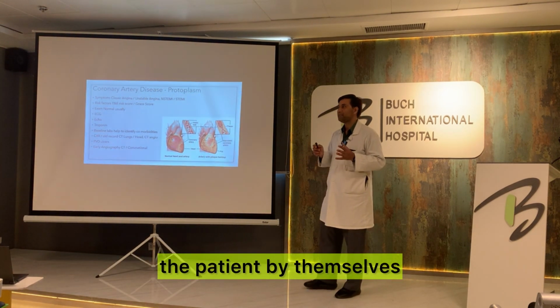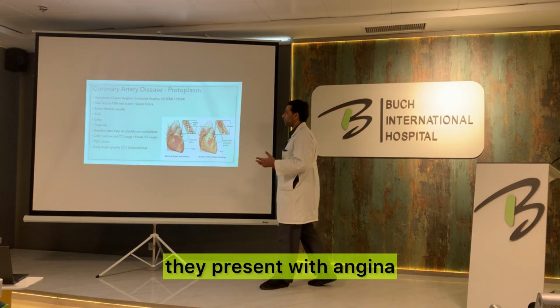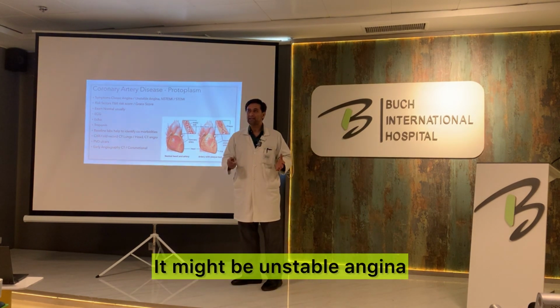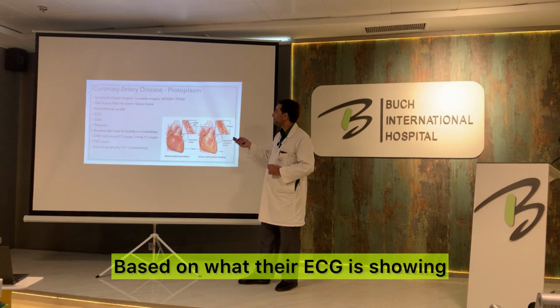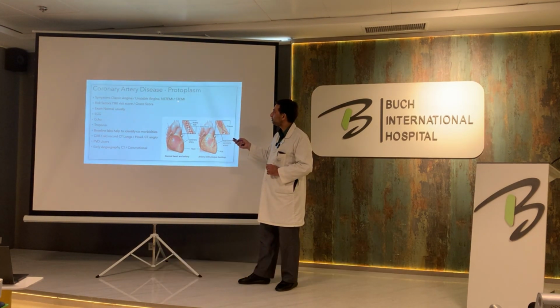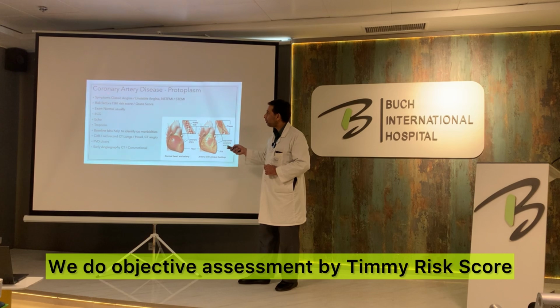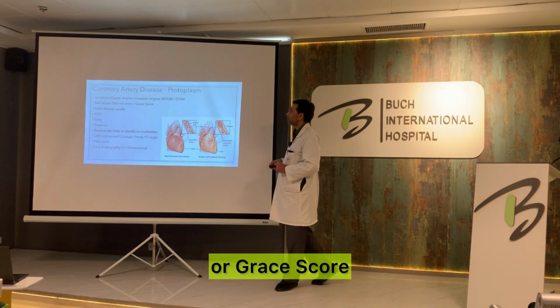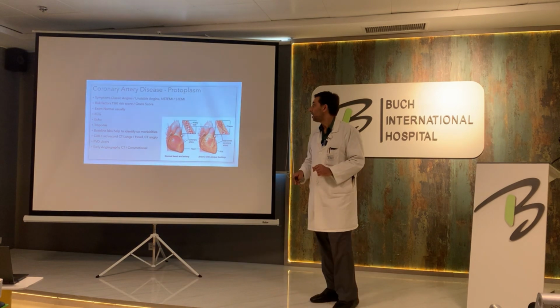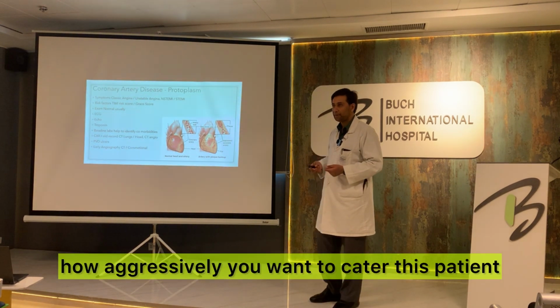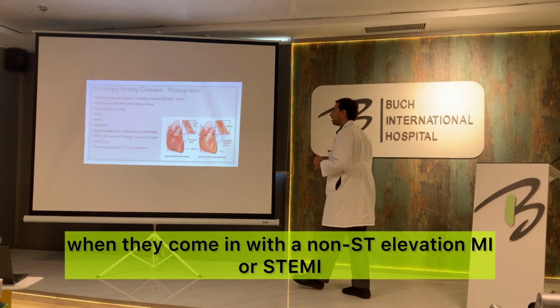So coronary artery disease: the first thing is protoplasm, the patient by themselves. When they come, they present with angina. It might be unstable angina or it might be a heart attack, based on what their ECG is showing, whether ST depressions or ST elevation. We do objective assessment by TIMI risk score or GRACE score, and that helps guide our teams on how aggressively we want to cater to this patient.